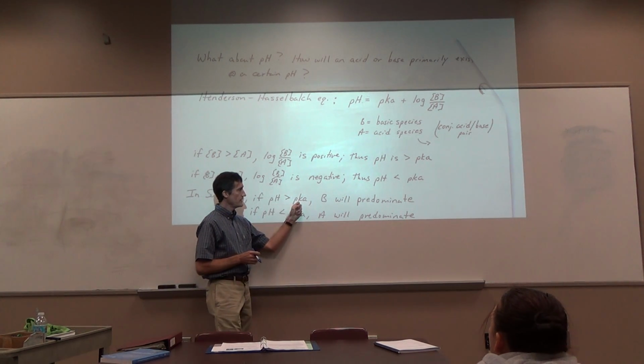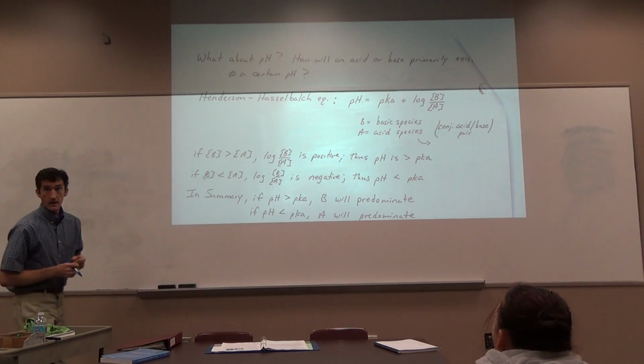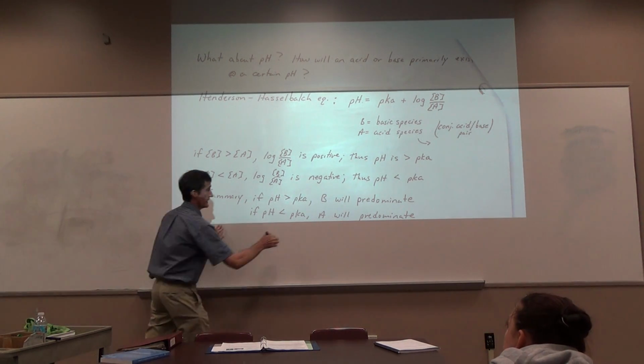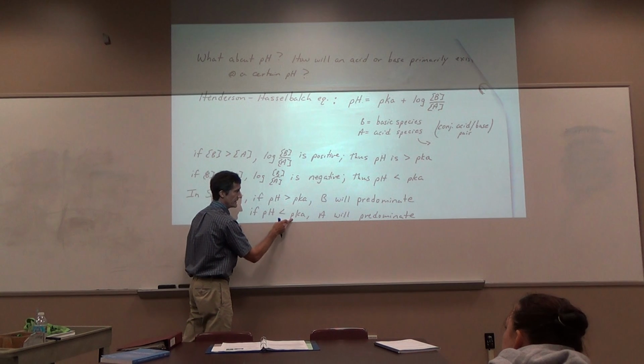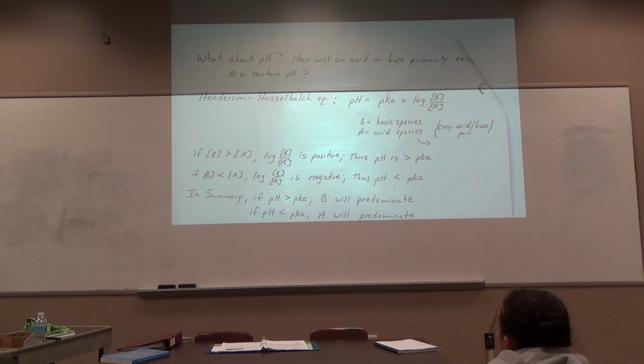Because of all that, you can sum that up, right here, in summary. If pH is greater than pKa, the basic species will predominate. It's not going to be just all the basic species, but you'll have predominantly the basic species. If pH is less than pKa, the acidic species will predominate. What is the basic species versus the acidic species? The acidic species has the proton. It's ready to act as an acid. The basic species does not. It has already given up the proton. That's the A versus B.